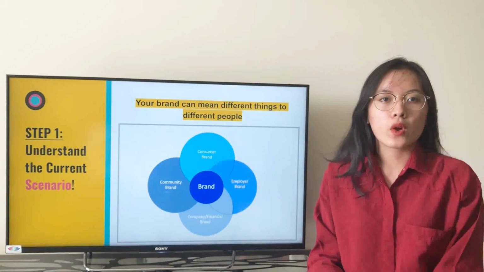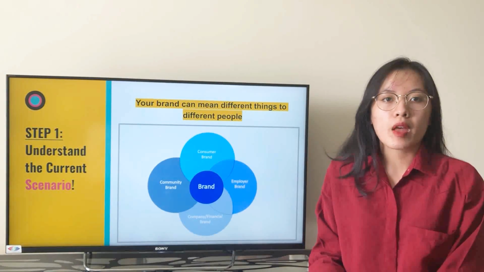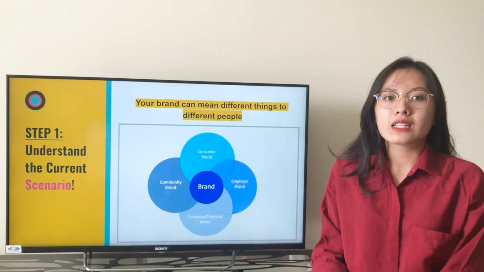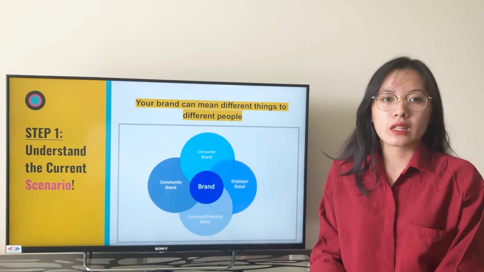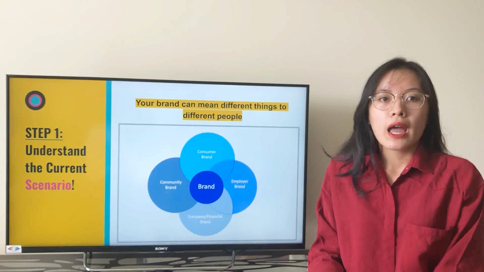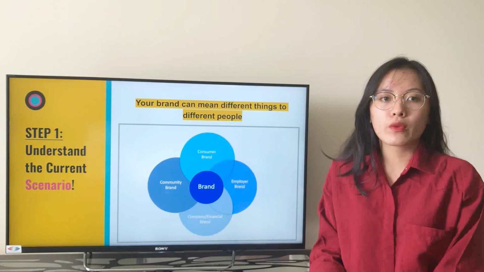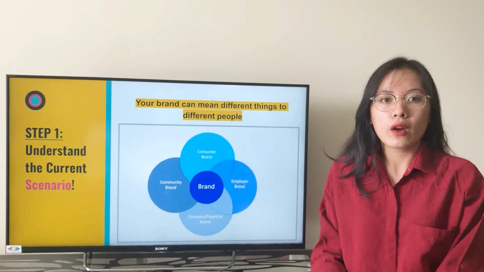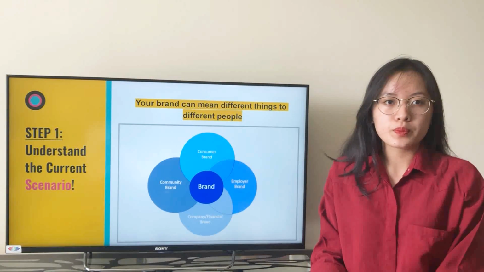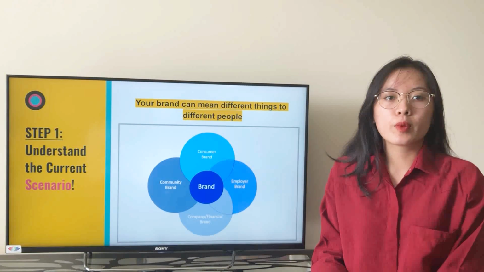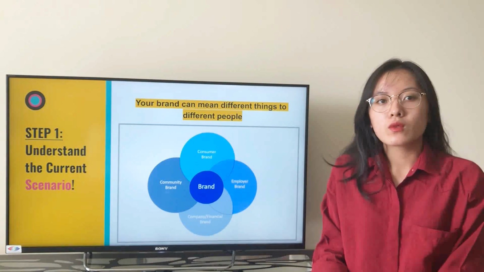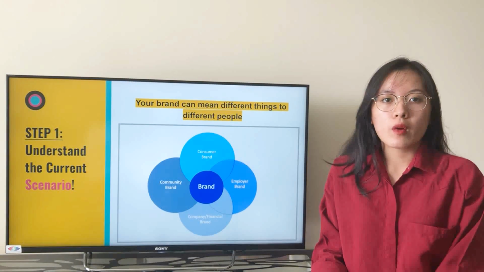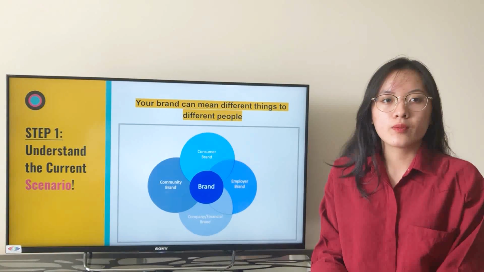First, you have to understand your current scenario. You must remember one thing: your brand can mean different things to different people. That means your customer will see your brand differently than your employees will, and your investor will want to interact with your company in a different way to companies that you partner with to deliver your service. What is the needle that needs to be moved and why? Let's discuss with your senior leadership and board of directors, where appropriate, their concerns and desires.